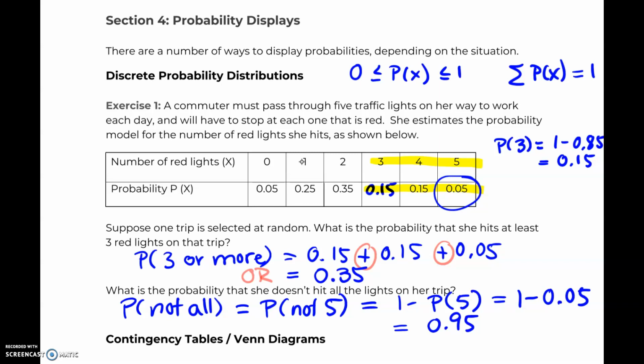On the other hand, we could have highlighted all the probabilities where we don't hit 5 lights, so that would be 0, 1, 2, 3, or 4 lights, or again, we can highlight it up here as well. Either way, we would end up with the same probability.